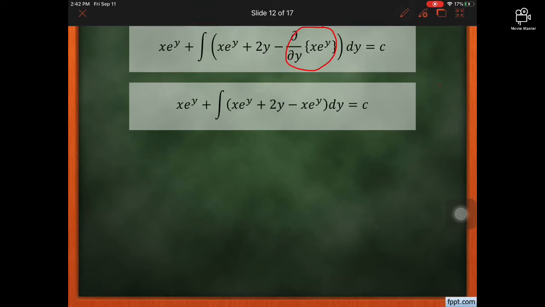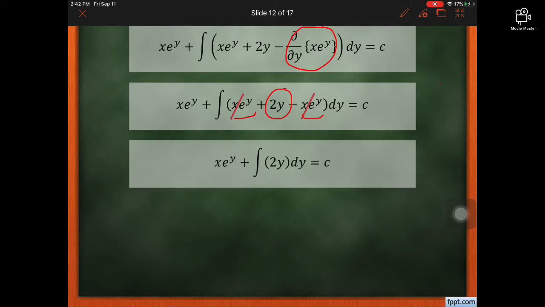So next, we can combine x e raised to y and x e raised to y, but since the other x e raised to y is negative, then that should be cancelled. So we just have 2y. So the integral of 2y dy, that gives us this equation, that x e raised to y plus the integral of 2y dy is equal to c.